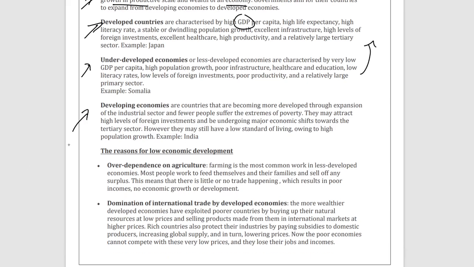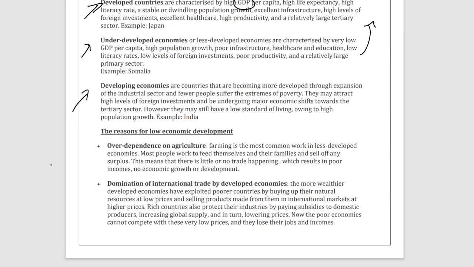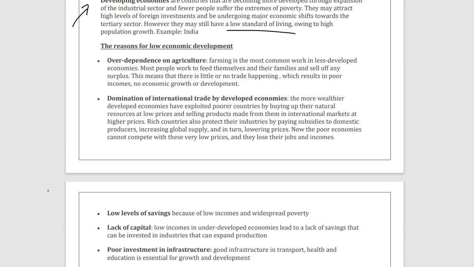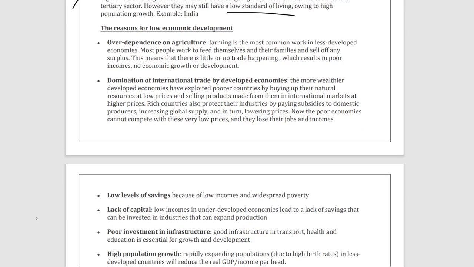When we have the developing economies, these are the types of economies, if you haven't realized by now, that are getting there, okay, meaning it's improving day by day. Their GDP is improving, their population size is improving, their infrastructure is improving, healthcare and education are improving. That means they're developing economies, but they're still classified as having a low standard of living. Okay, but again, it's getting better over time, so eventually, hopefully, they become developed countries.